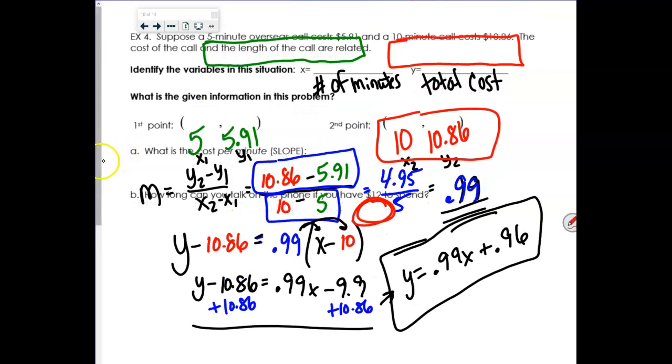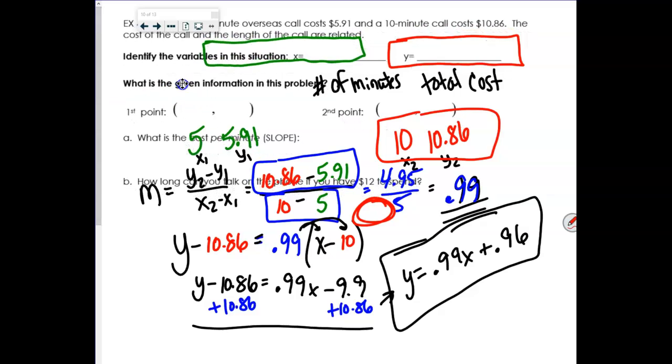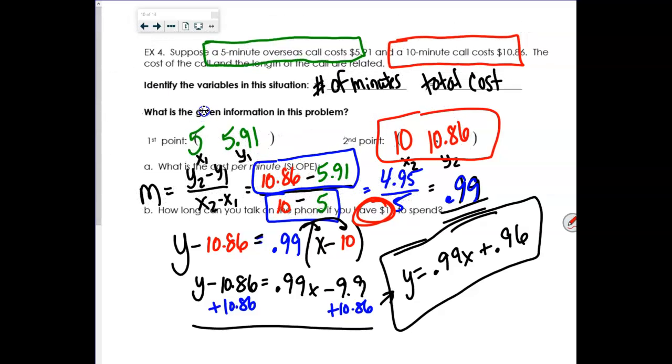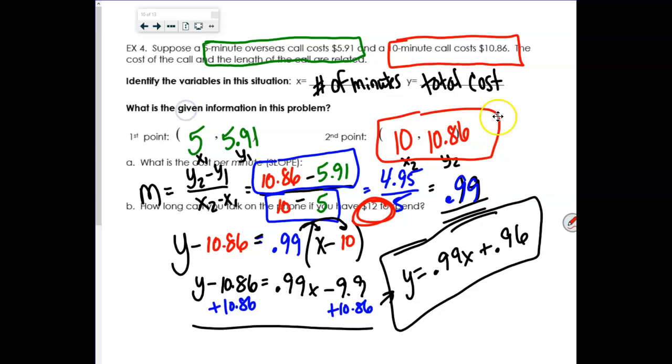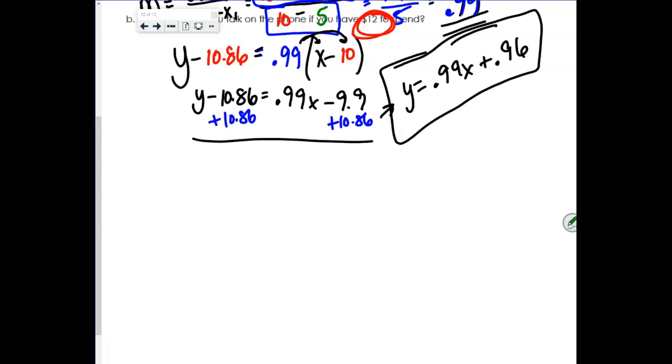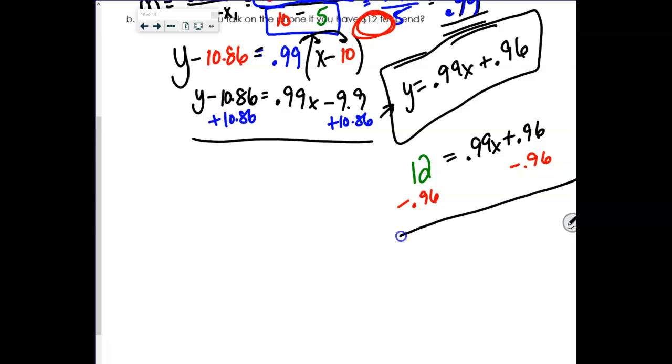Whoa, no, come back. Okay, so I don't know what just happened. There. So back to your equation, if we plug in $12 for the y value, you get 12 equals 0.99x plus 96 cents, 0.96. And now I want you to solve. And again, I don't ever want you guys trying decimal work in your head on a test. It does not go well.